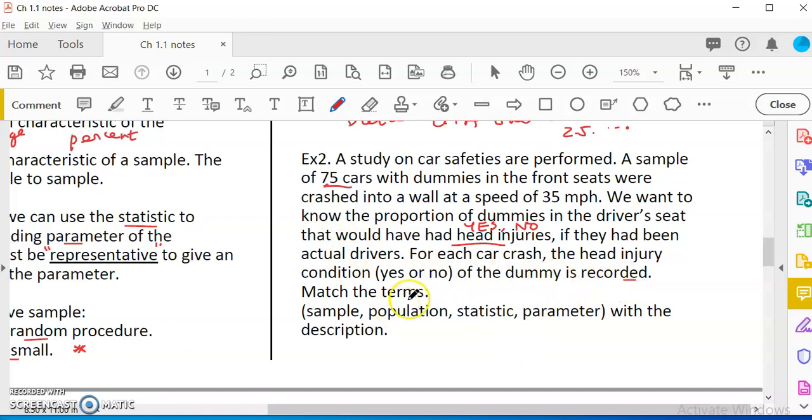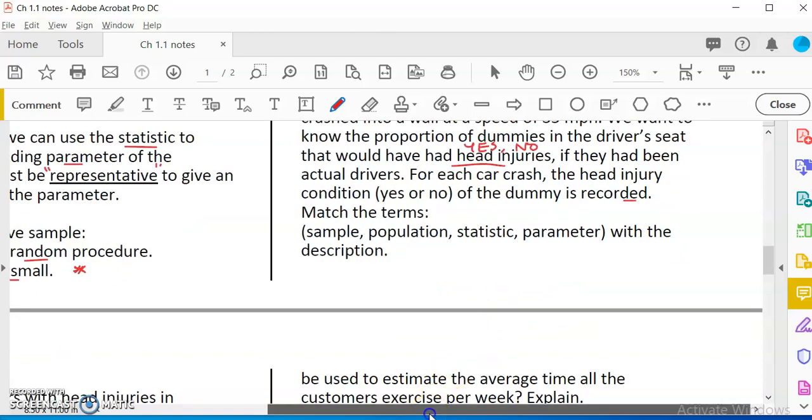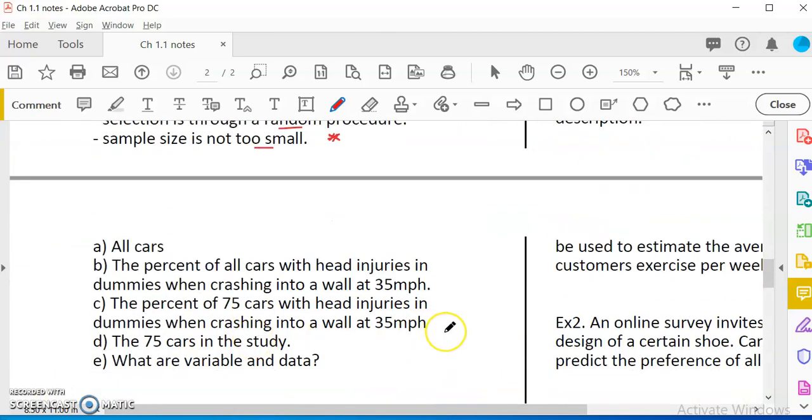So what do you want? What are the terms? We need to classify sample, population, statistics, and parameters with the description. So look at this description, all the cars. In general, we want to look at all the cars. So that is our population, right? But you can only study 75 cars. So what is the 75? Oh, here, the 75 cars in the study is the sample.